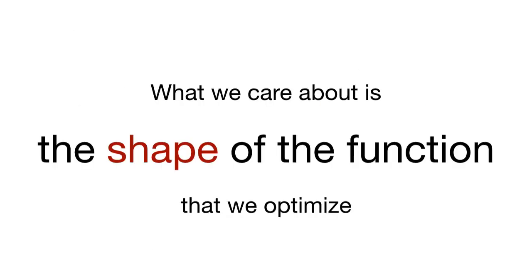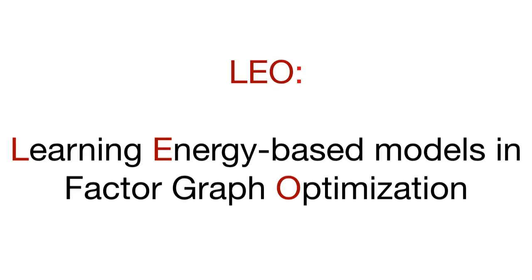We argue that instead of caring about the optimization procedure, we should only care about the shape of the function that the optimizer has to minimize. This is precisely what energy-based models aim to do. In this paper, we propose an approach, LEO, learning energy-based models in factor graph optimization.